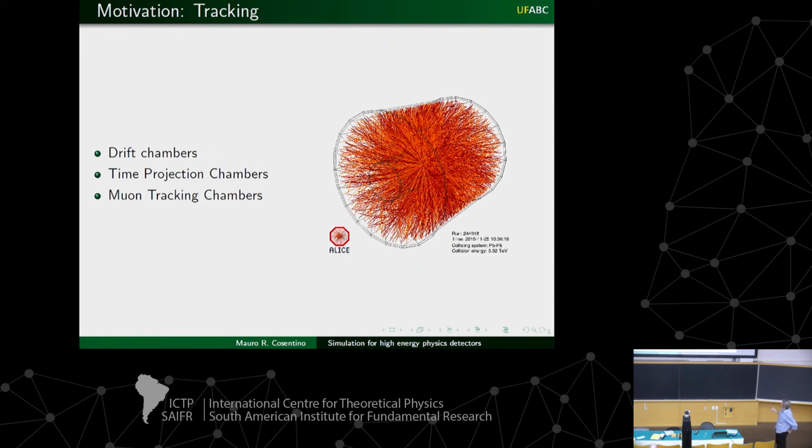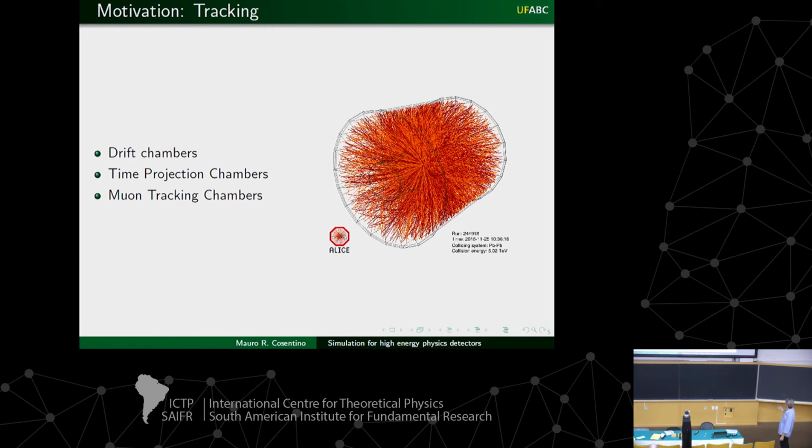So tracking, there are several ways of doing tracking. There are several kinds of detectors. There are the drift chambers, the time projection chambers, the muon tracking chambers, the straw tubes like we saw this morning. And this is a picture of one lead-lead central event in the ALICE experiment. So these lots of spaghetti things are just the tracking of individual charged particles. So this has a multiplicity of higher than 2,000 charged particles in here.